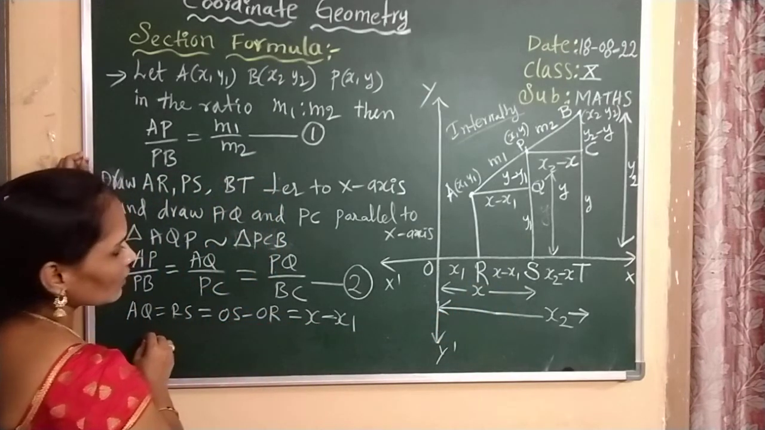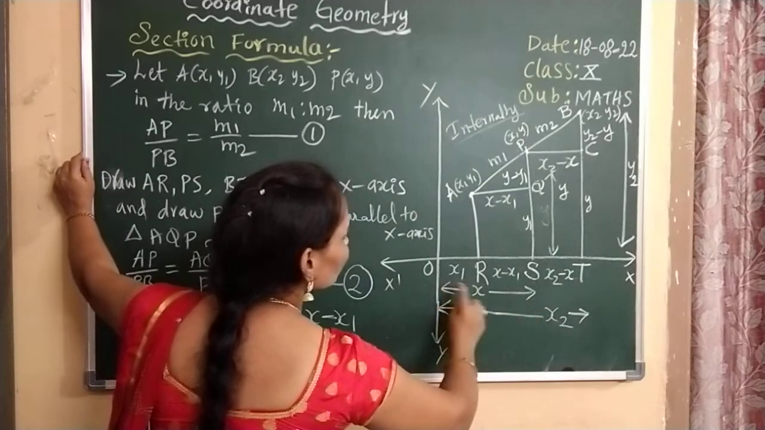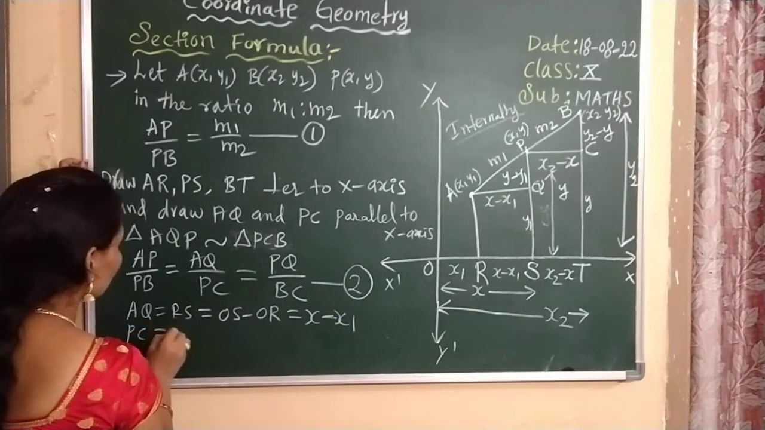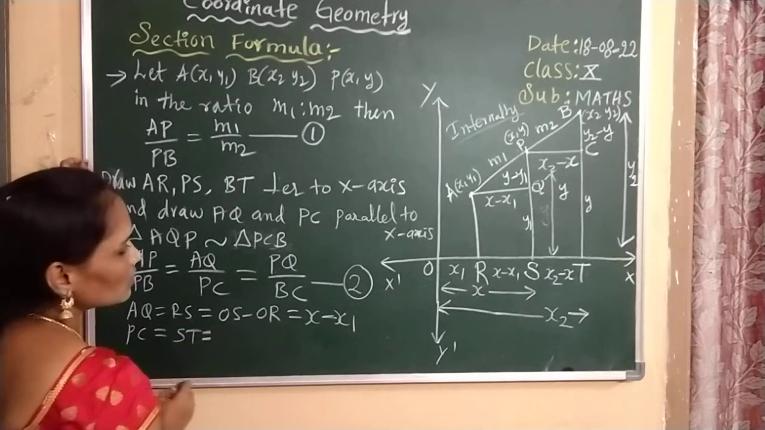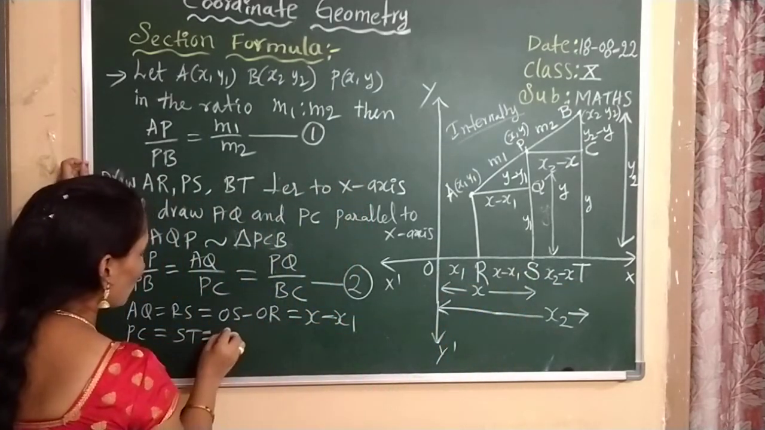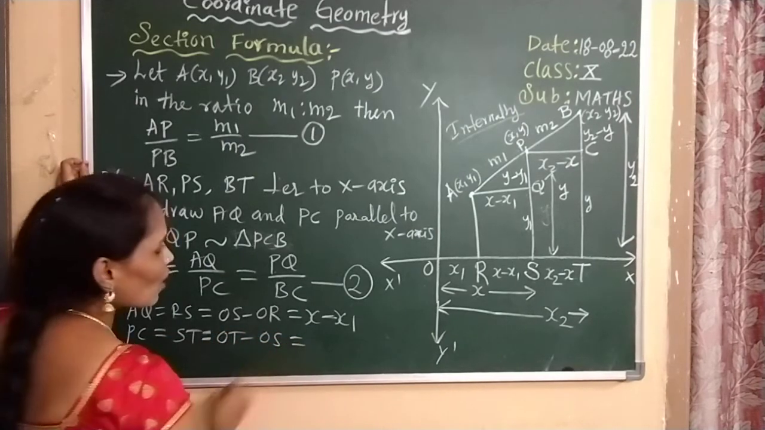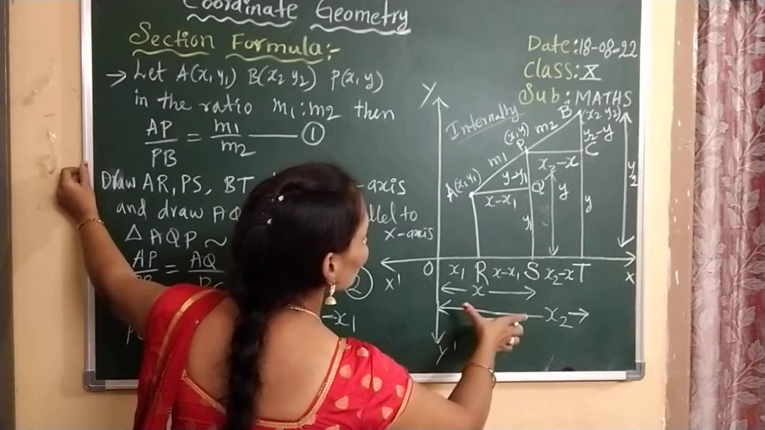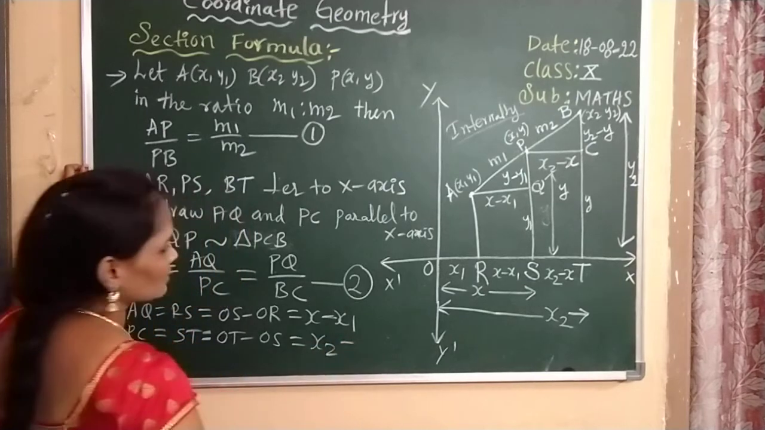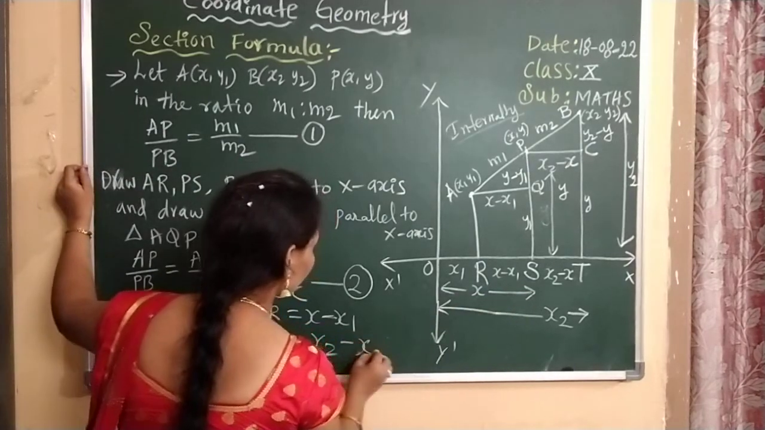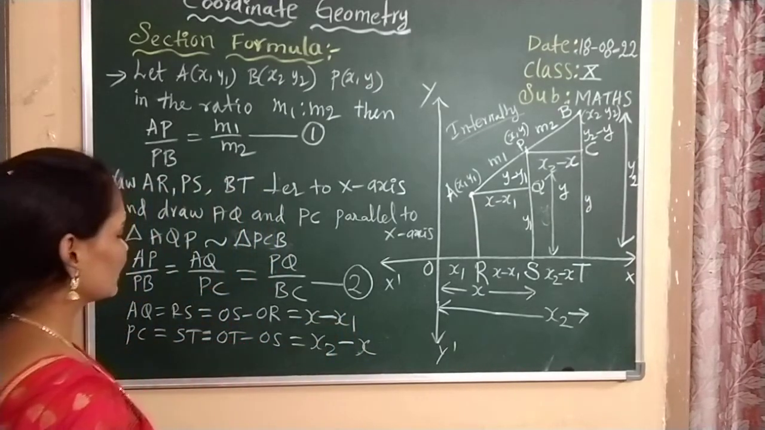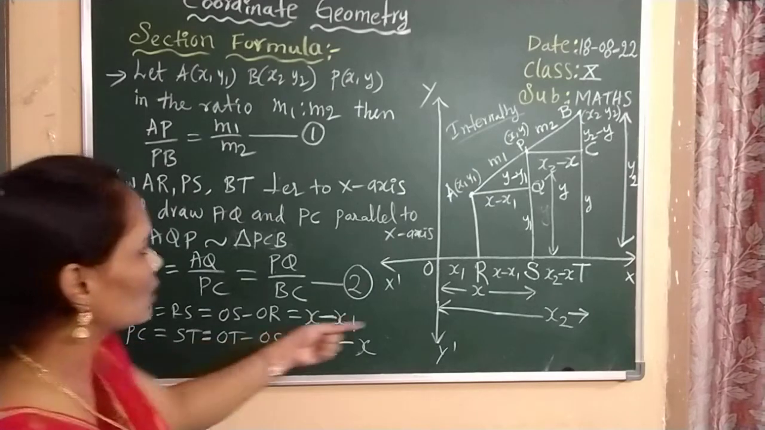Next, in a similar way, if you want ST, that is PC, we can write PC is equal to ST, which is equal to OT minus OS. What is OT here? OT is what I took as x2. So x2 minus OS, which is x. So x2 minus x. This is x minus x1. Be careful while writing. So we got the AQ and PC values.